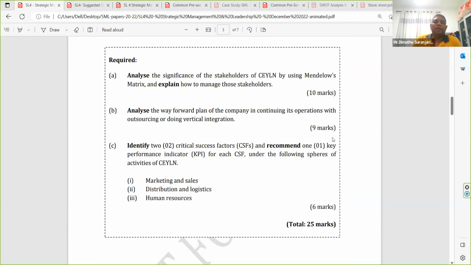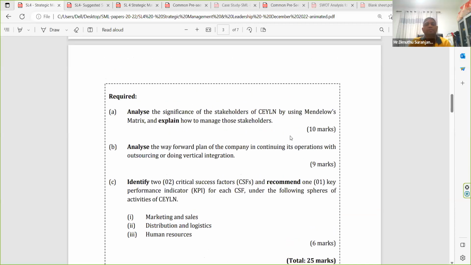Analyze the way forward plan of the company in continuing its operation with outsourcing or doing vertical integrations. Again, the action verb used here is analyze. At the moment, what do you think? Is that fine to continue with outsourcing? Can someone let me know the answer? Is it acceptable to continue the operations with outsourcing?